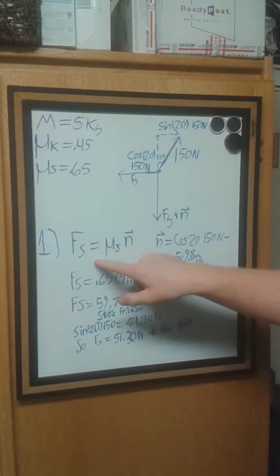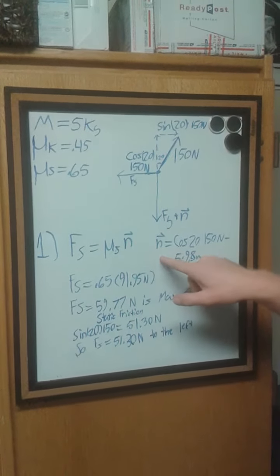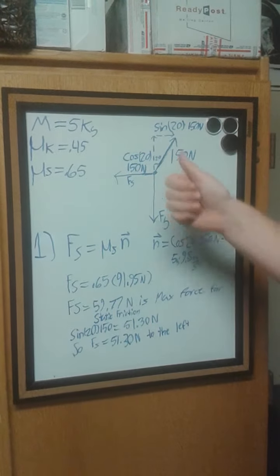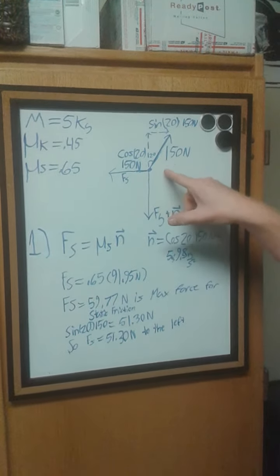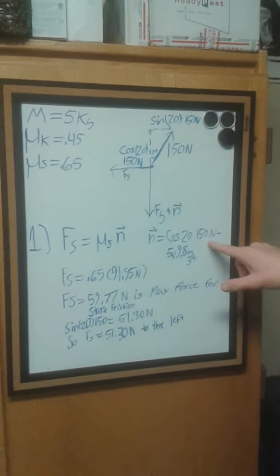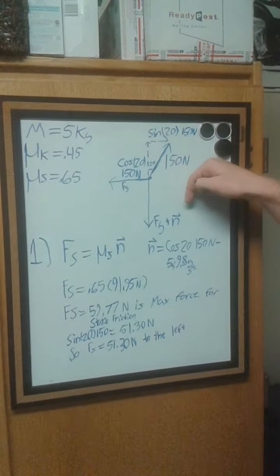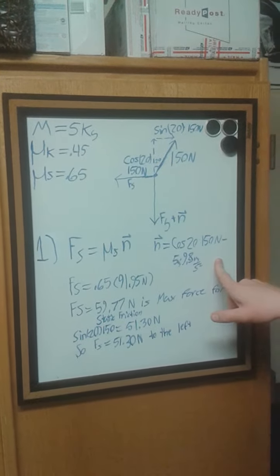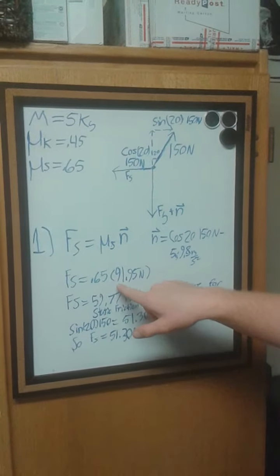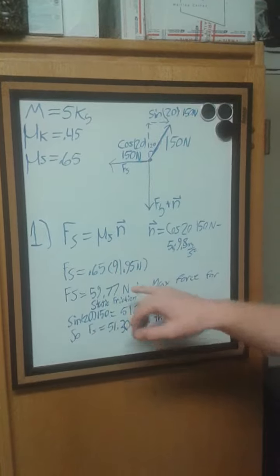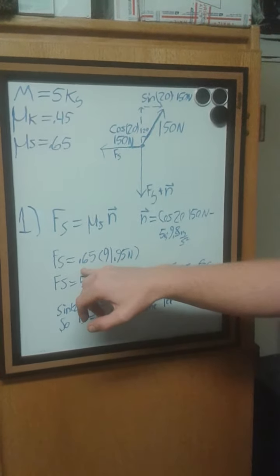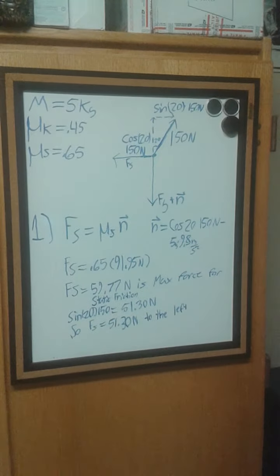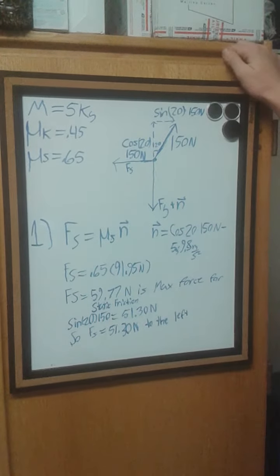So what you do is you have static friction equals mu times normal force. Normal force is equivalent to cosine of 20, which is the upwards direction of this component of the force applied, minus the y component downwards of Fg. And that total force is 91.95 newtons. You times that by the coefficient of static mu, which was given in the problem, and you get 59.77 newtons is the max force static friction can hold.